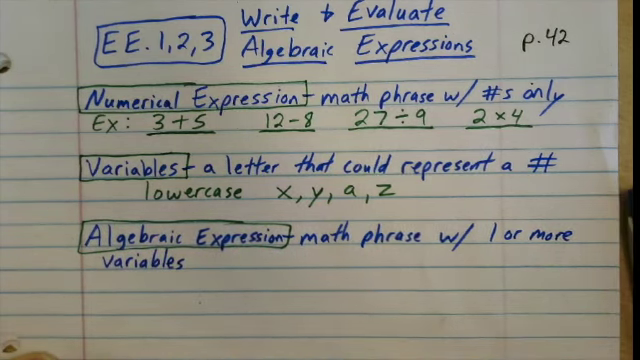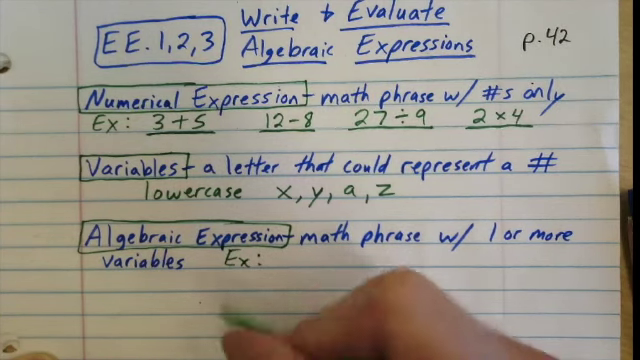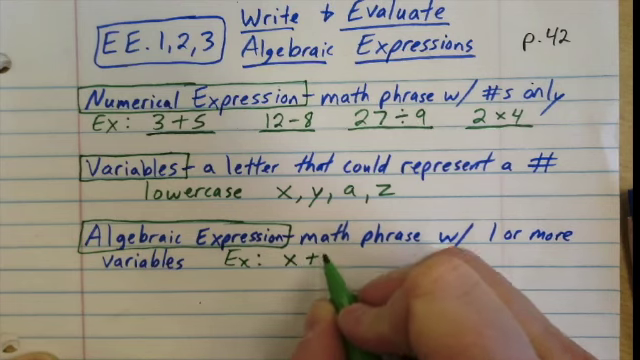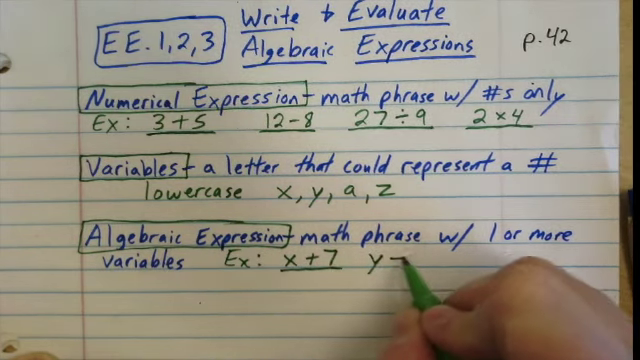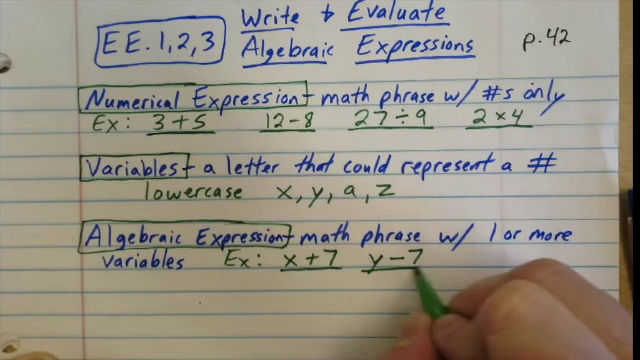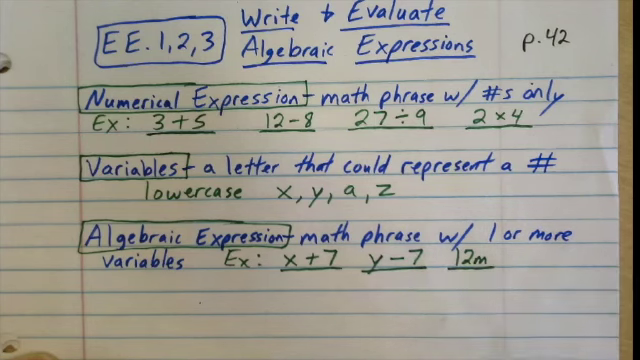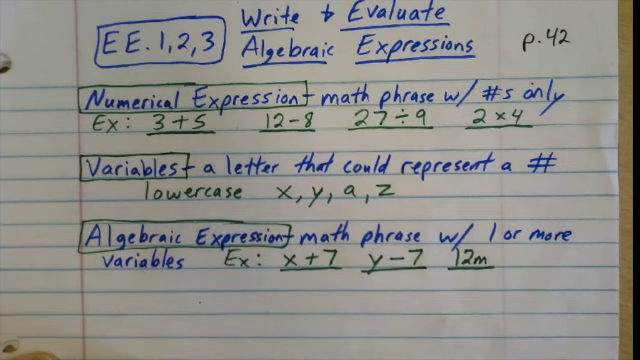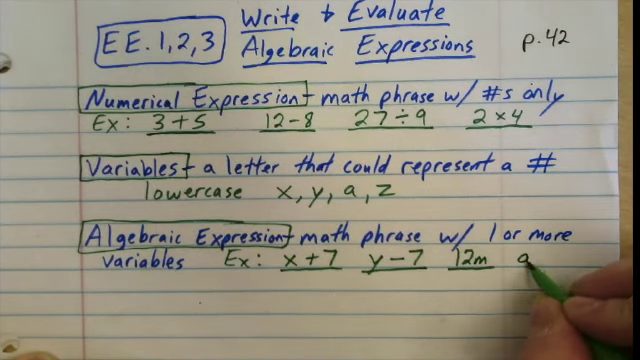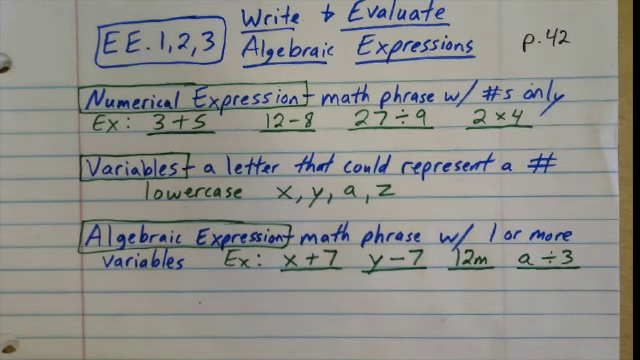So examples that would make them algebraic. The moment you see a letter, they are algebraic expressions. So you could say like x plus 7. That would be an example. y minus 7 would be another example. 12 next to an m, that means 12 times m. You will always see it with the number first and the variable second. You will never see it m12. It will be 12m right next to each other. That means multiply. a divided by 3. Those are all algebraic expressions.